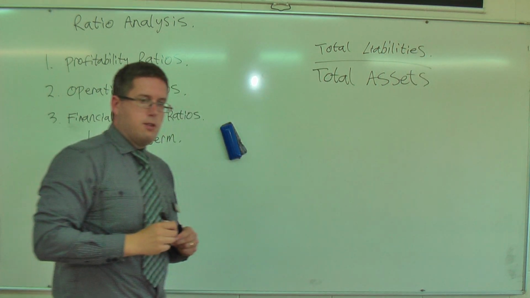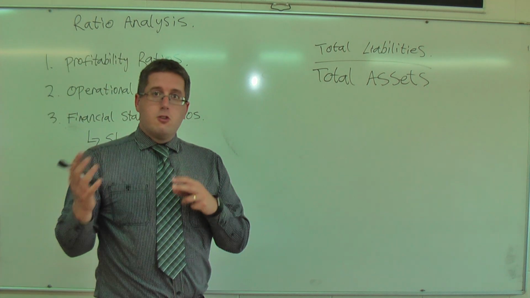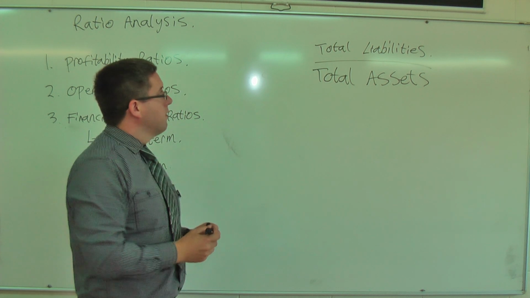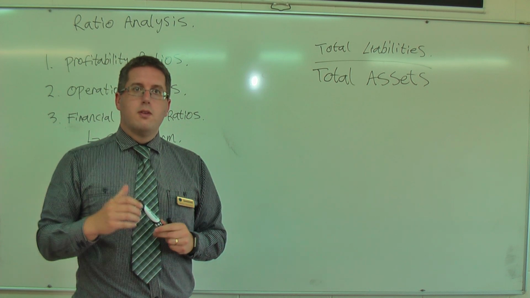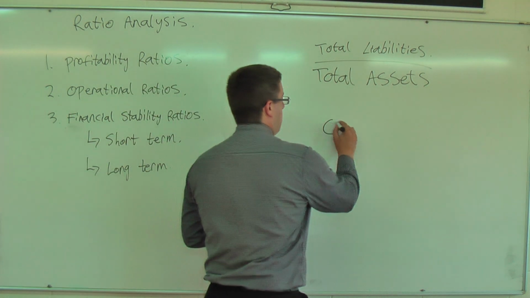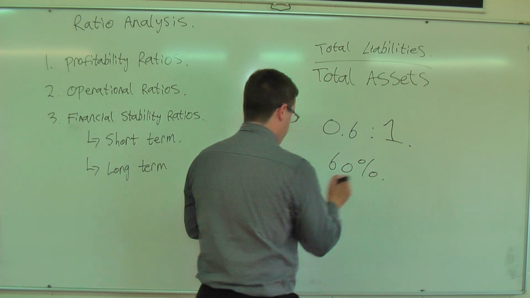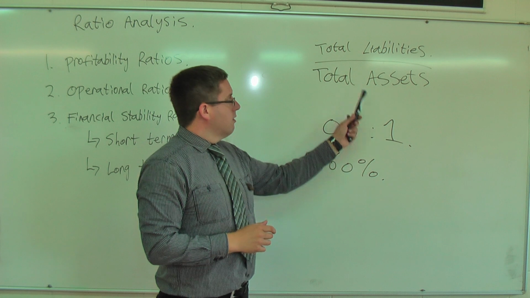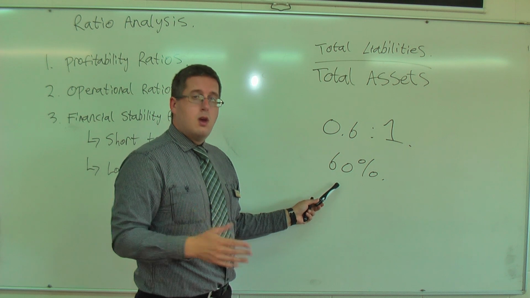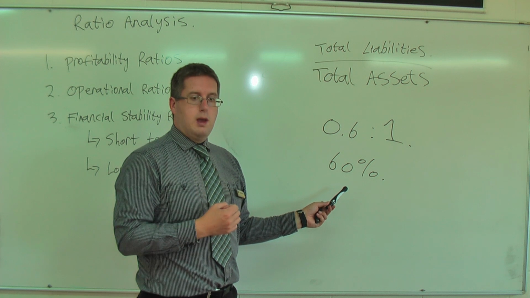So, in this case, it's the debt to assets ratio. So this is total liabilities divided by total assets. Now this looks at the portion of your assets that you have funded by borrowing money. So maybe the result comes in at this. So for every $1 of assets, we've borrowed 60 cents, or 60%. So we've borrowed 60% of all our assets. We've borrowed from the banks.